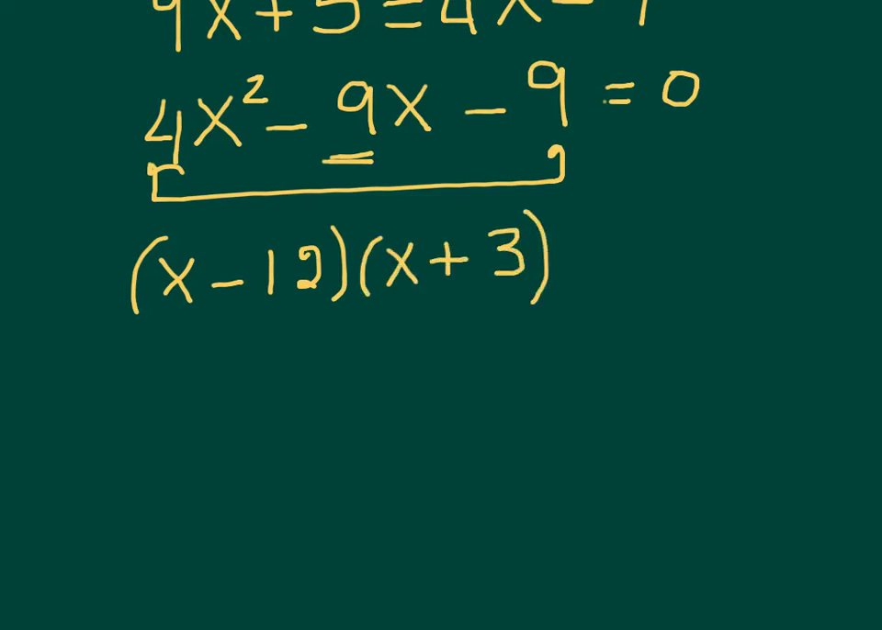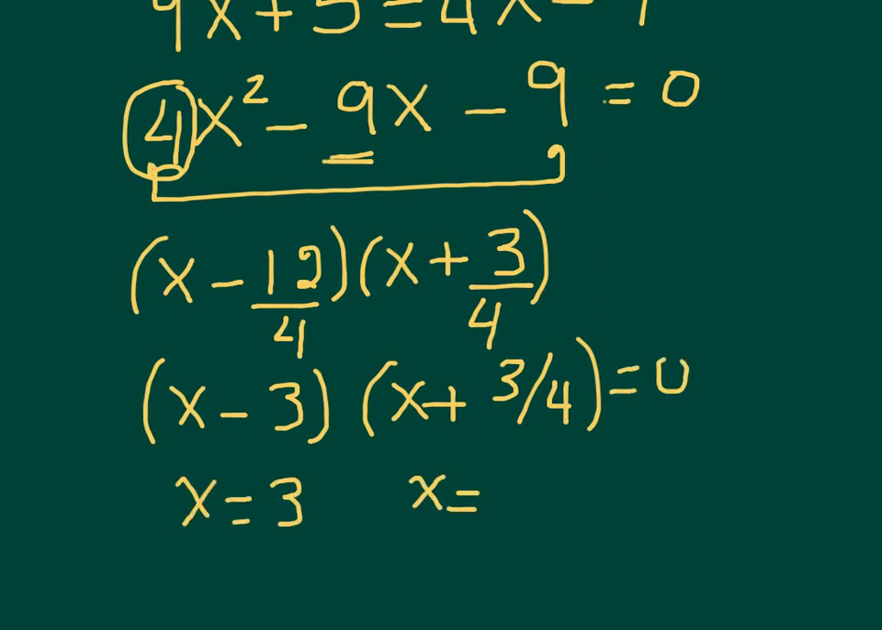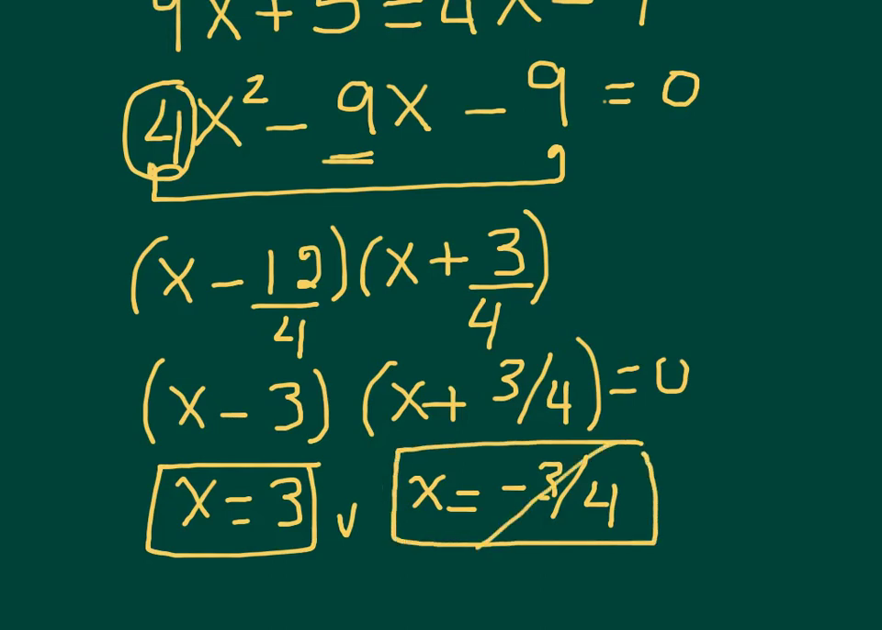Now, because we have a leading coefficient of 4, I need you to come back and divide by 4 here, divide by 4 here. And so this factor will be x minus 3. This one, leave it as x plus 3/4. Because if your goal is to solve for x, your x here will equal 3. Here, x is equal to negative 3/4. Now we're going to check our solution. If you check the 3, it's going to work. If you check negative 3/4, it's not going to work. We're just going to have to throw it away, and we have one solution.